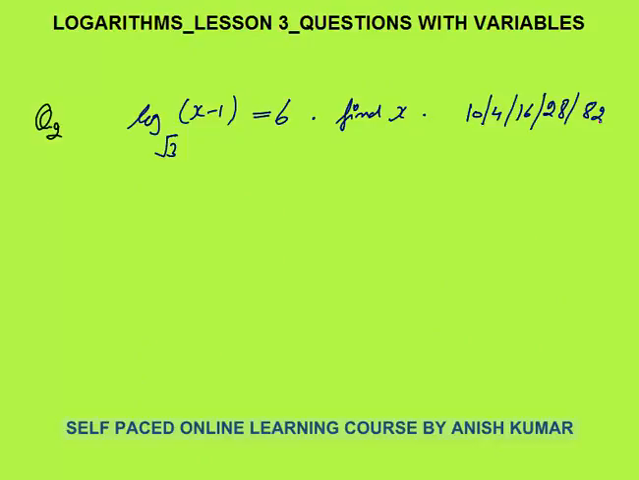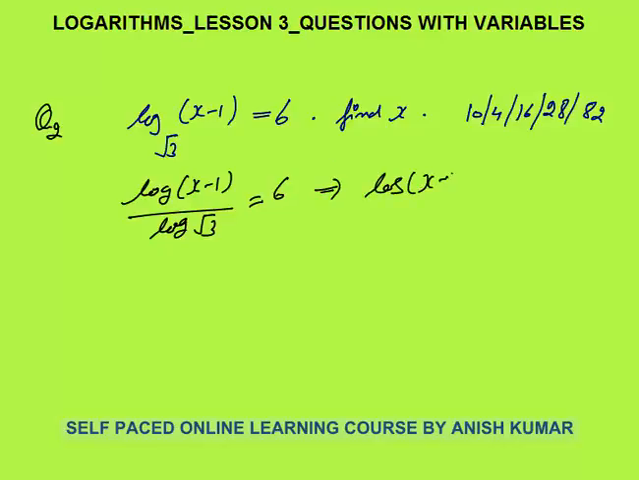The second question is log of x minus 1 to the base root 3 is equal to 6. We need to find the value of x. So can I say this will be equal to log of x minus 1 upon log of root 3, which will be equal to 6. So further you can say that log of x minus 1 will be equal to 6 log root 3. This 6 will become the power, so this becomes log of root 3 power 6.